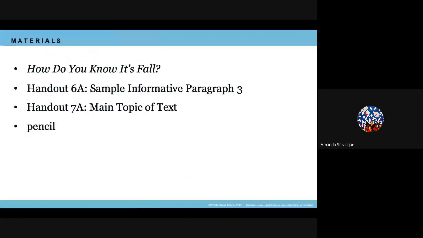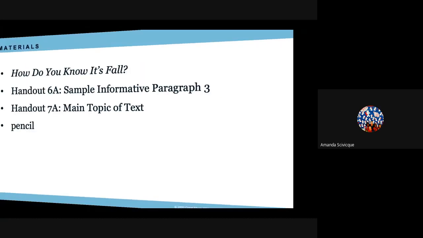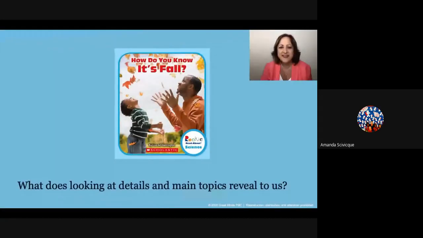Today we will need How Do You Know It's Fall, Handout 6A, Sample Informative Paragraph 3, Handout 7A, Main Topic of Text, and a pencil. Let's choral read this question together. When we choral read, we'll be reading each word together. What does looking at details and main topics reveal to us?